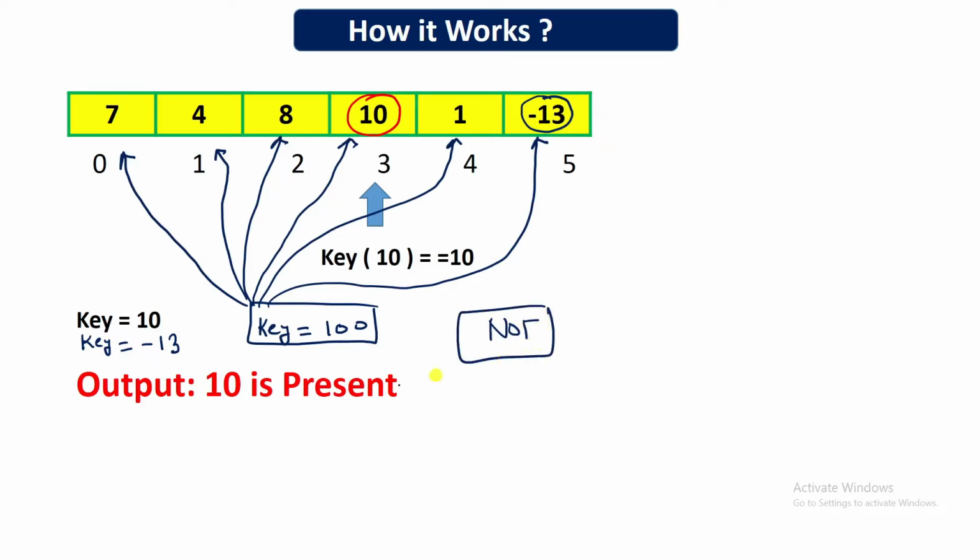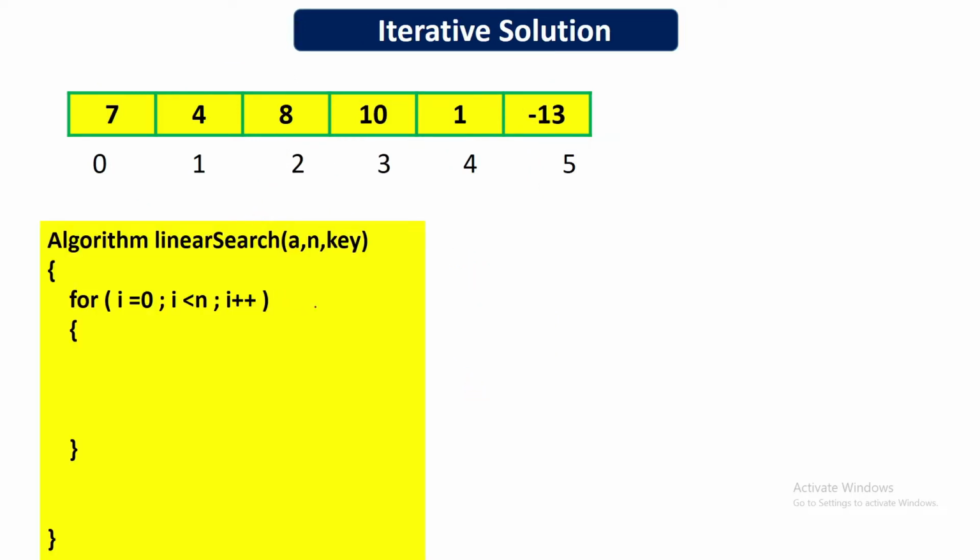So basically my answers can be two: either the element can be present or the element cannot be present. So now let's understand the iterative solution to implement this linear search. So here is our algorithm. Basically we will understand how we can write the algorithm. So I will write the pseudocode, not plain English words.